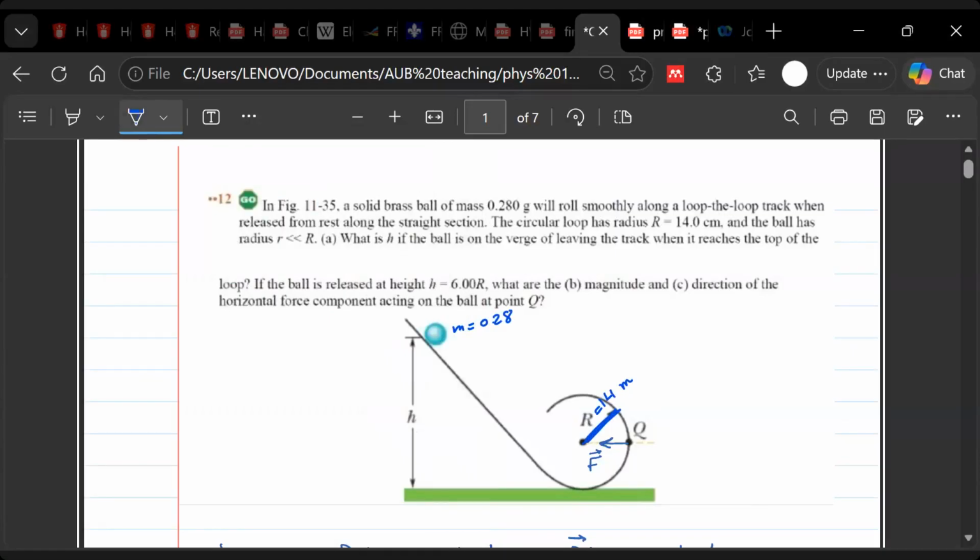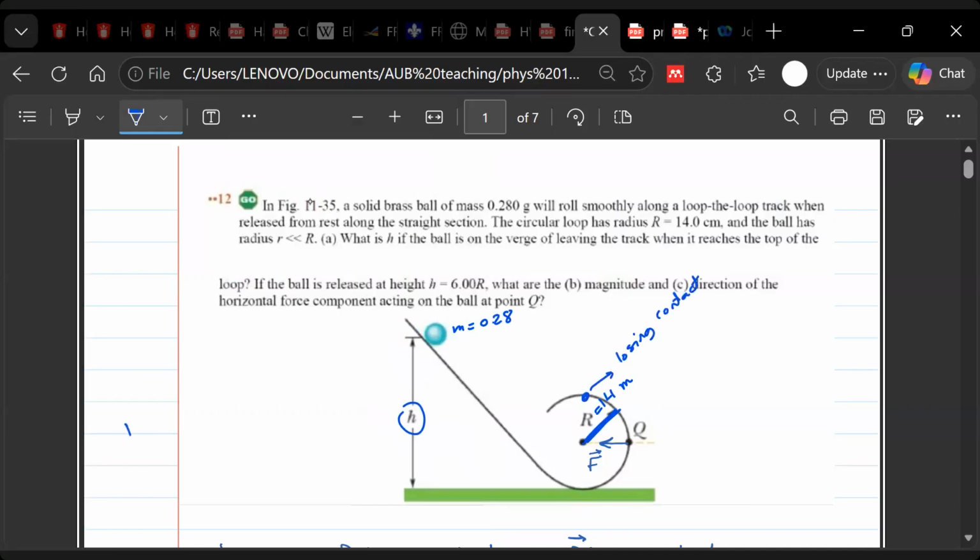Okay. The ball has a radius r, which is less than this radius. What is h if the ball is on the verge of leaving the track when it reaches the top of the loop? So I want to find the height here such that when the ball reaches the top of the loop, it's on the verge of leaving the track. So it's almost losing contact.